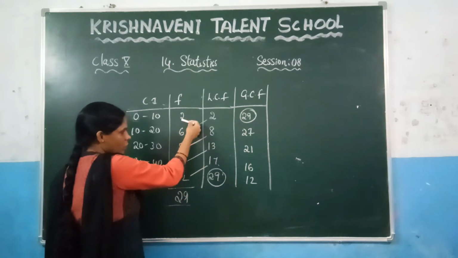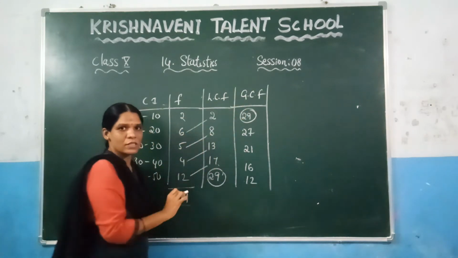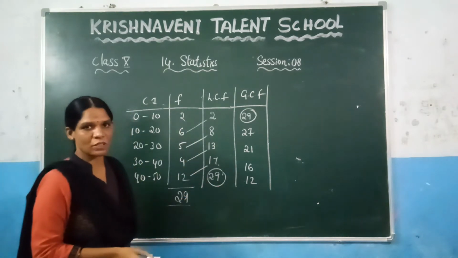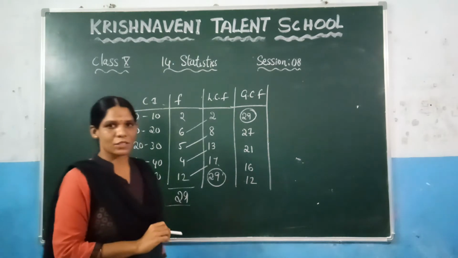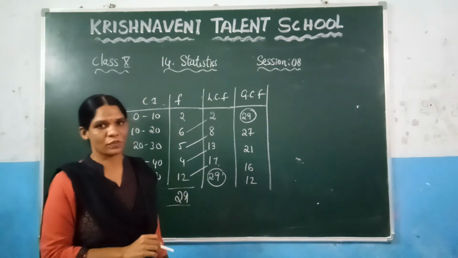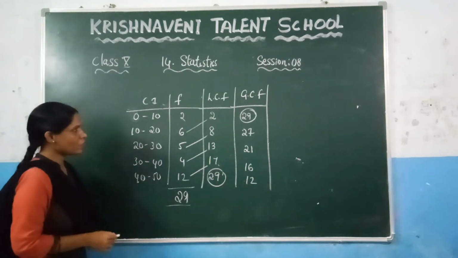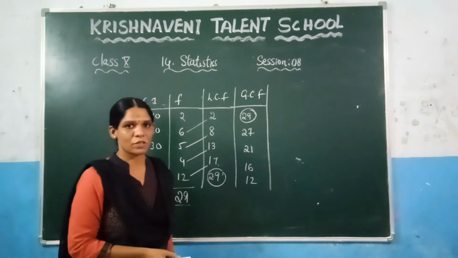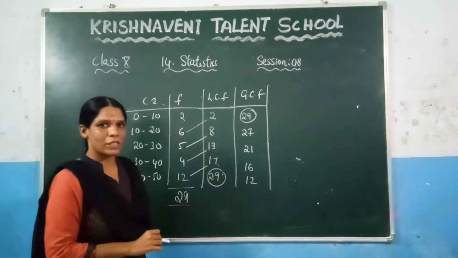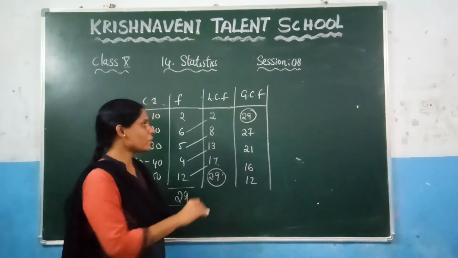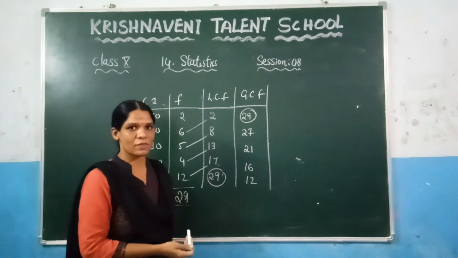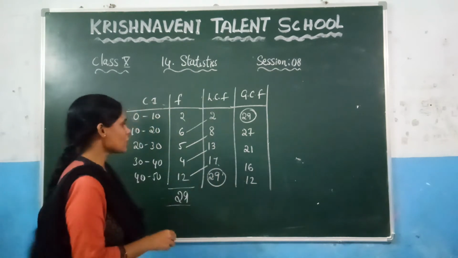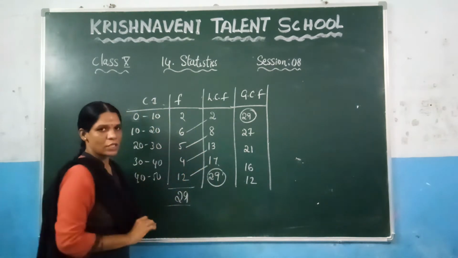While adding from bottom to top, we are getting greater cumulative frequencies, and while adding from top to bottom, we are getting here less cumulative frequencies. This is the difference between the less cumulative frequency and the greater cumulative frequency. That means if you have given any class intervals and any frequencies, how do you calculate the less cumulative frequency values? You just need to add from top to bottom, and while calculating the greater cumulative frequency values, we need to add from the bottom to top. That means we are just adding the sum of the frequencies like this.